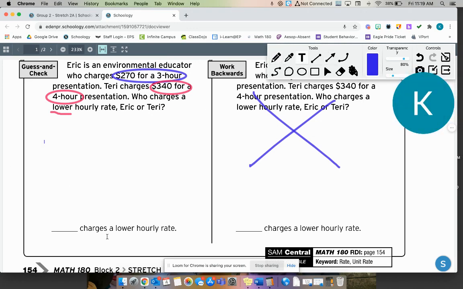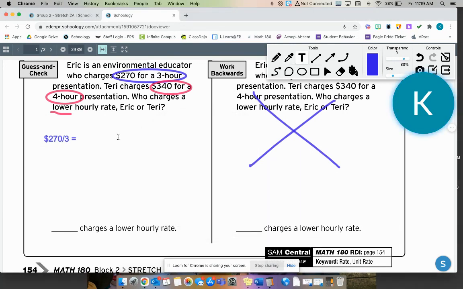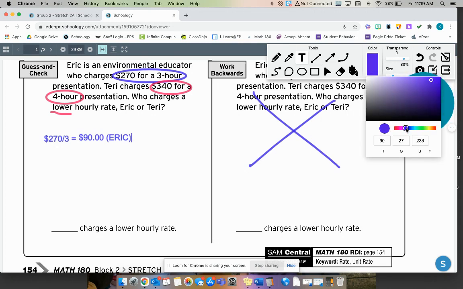So for Eric, we are going to take our $270 and divide it by 3 because we want to figure out how much he's going to charge for just 1 hour. So let me get my calculator. We have 270 divided by 3, and that equals $90. So Eric is going to charge $90 per hour.